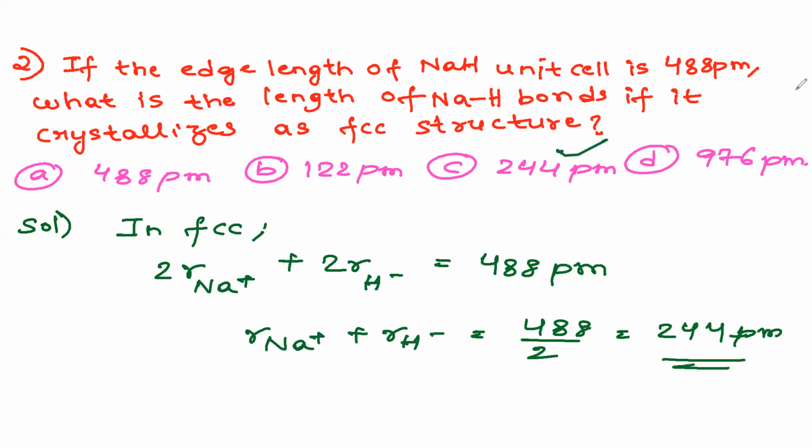So this is the second model, which is very, very simple. Again, I'm repeating the question. If the edge length of sodium hydride unit cell is 488 picometers, what is the length of sodium hydrogen bonds if it crystallizes as FCC structure? For FCC structure, 2 into radius of cation plus radius of anion is equal to the edge length 488. So R Na plus plus R H minus is equal to 488 by 2, which is equal to 244 picometers. I hope it is clear.